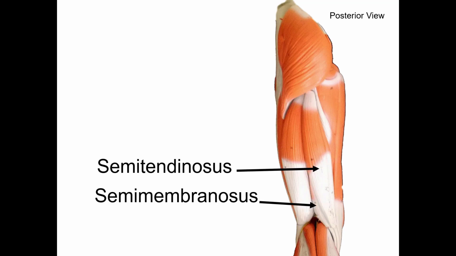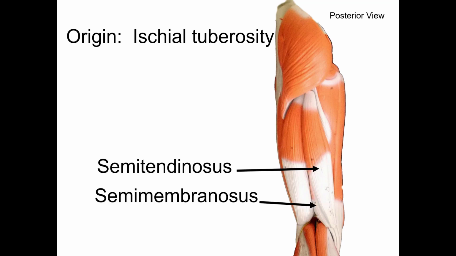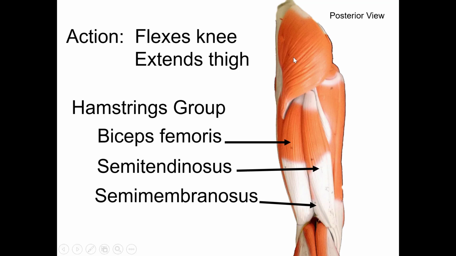The semitendinosus and semimembranosus also originate on the ischium, on the ischial tuberosity, but they insert only on the tibia. Because the hamstrings group crosses two joints, both the hip joint and the knee joint, it acts on both joints. So the hamstrings group will flex the knee and extend the thigh at the hip.